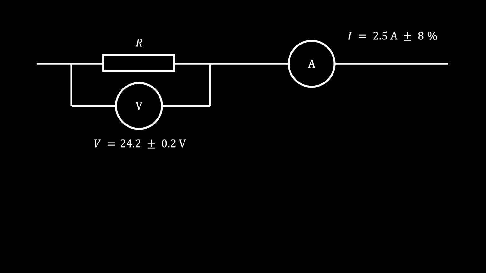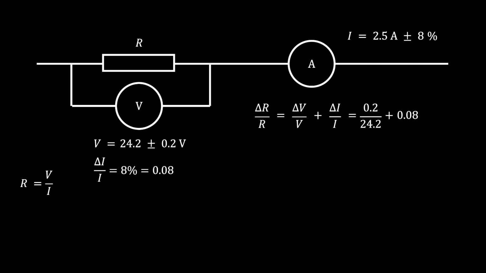So we are going to use the equation R equals V over I. To find the uncertainty in R, we write delta R over R equals delta V over V plus delta I over I, equals 0.2 over 24.2 plus 0.08. So the 0.08 is simply delta I over I. In fact, delta I over I is equal to 8%, and 8% is simply 0.08. And this is how we got the 0.08.